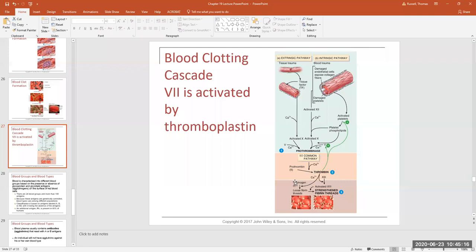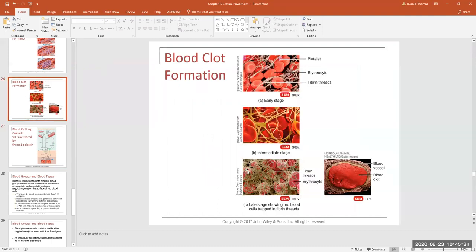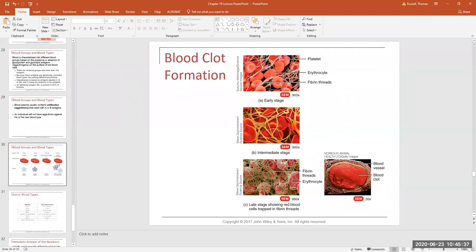Thrombin activates clotting factor 1, fibrinogen, into a solid, insoluble protein fiber called fibrin. And the fibrin molecule is what makes up our clot. That's why we call the blood clot a fibrin blood clot. These are fibrin threads. All right.